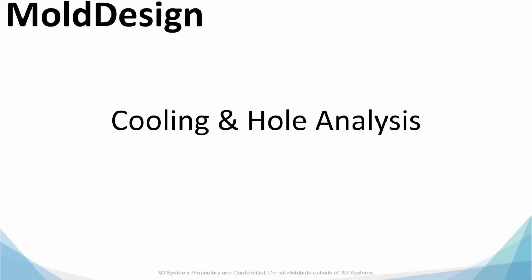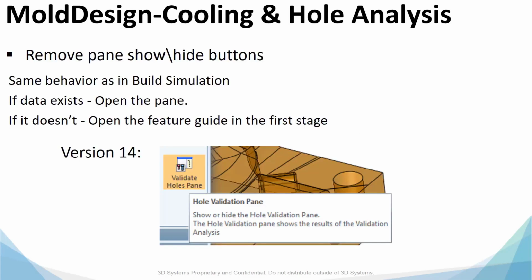Let's start with cooling and hole analysis improvements. Remove pen show hide button. In the previous version we had an icon to show or hide the pen of the hole analysis. Now we have the same behavior as in build simulation. If you know the build simulation, this means that if data exists, we open the pen immediately. If data does not exist, then we first open the feature guide in the first stage.